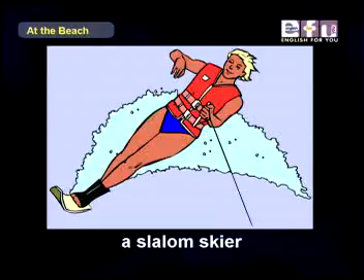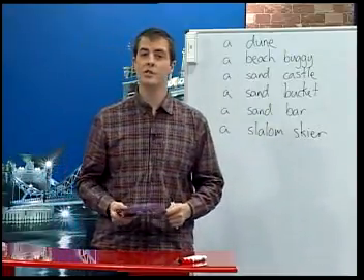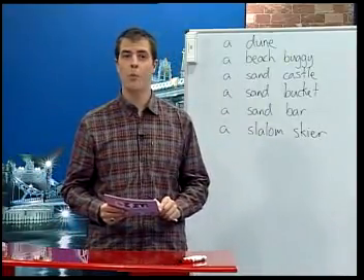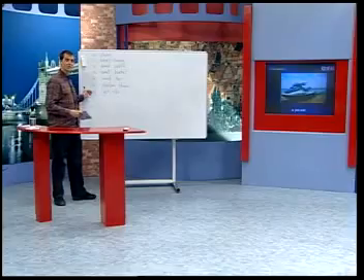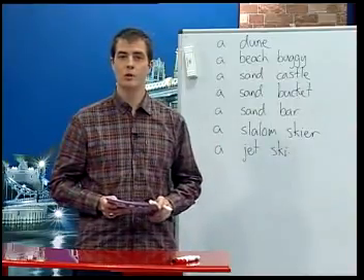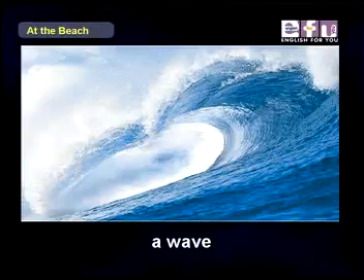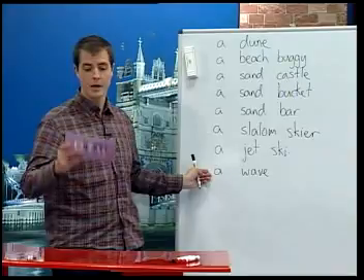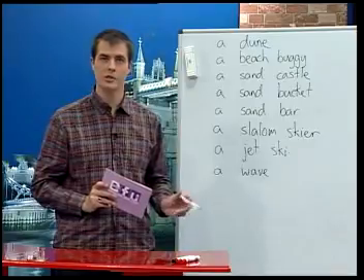Okay, a slalom skier. A slalom skier is a person who can water ski using only one ski. A jet ski is a small, fast boat that one or two people can ride for fun. We have a wave. A wave is a line of raised water that moves across the surface of the water.